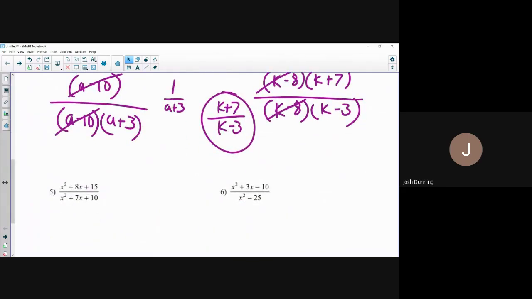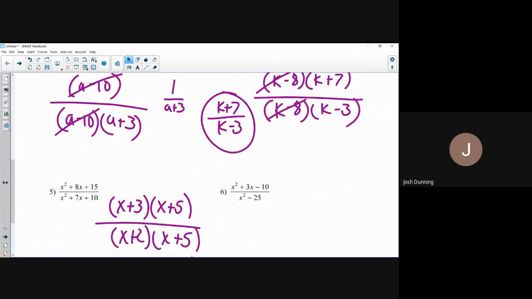Number 5, well, 5 is nice. Everything's plus. 3 times 5 is 15. 3 plus 5 is 8. So the top is 3 and 5. The bottom, 2 times 5, 10. 2 plus 5, 7. X plus 5's cancel. X plus 3 over X plus 2.